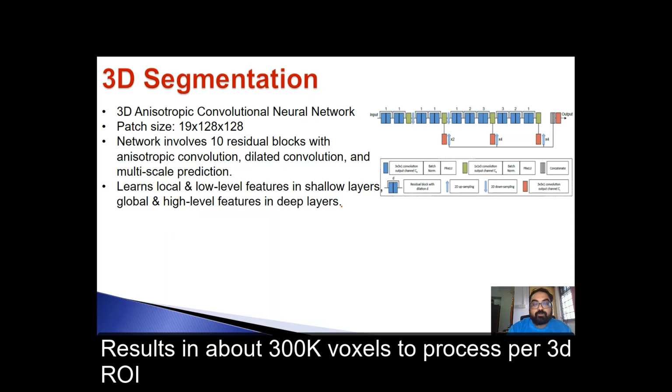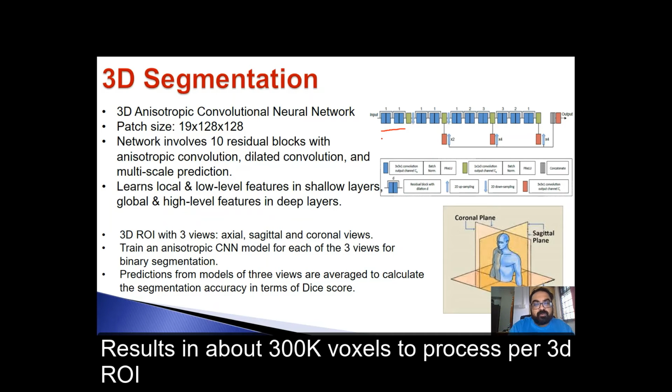We use a 3D anisotropic convolutional neural network for segmentation. Essentially, this network involves 10 residual blocks that you see over here in blue. These blocks come with anisotropic convolution, some dilated convolutions, and multi-scale predictions. Essentially, it tries to learn local and low-level features as well as some high-level features. The local and low-level features are learned in the shallow layers, and they refer to things like the edges that may be present in the scene. In the deeper layers, we are trying to learn more high-level features, which would be the patterns in the data, or the shape of the structure itself.